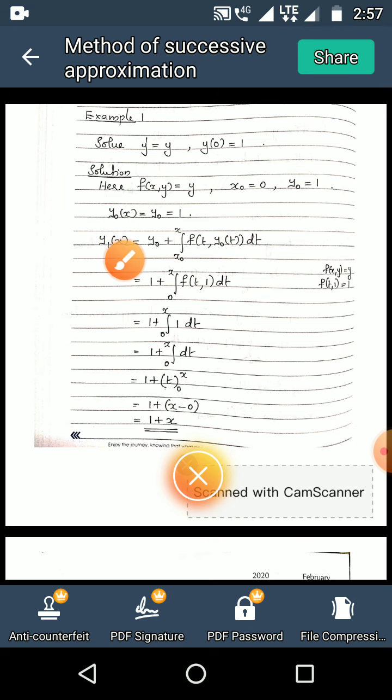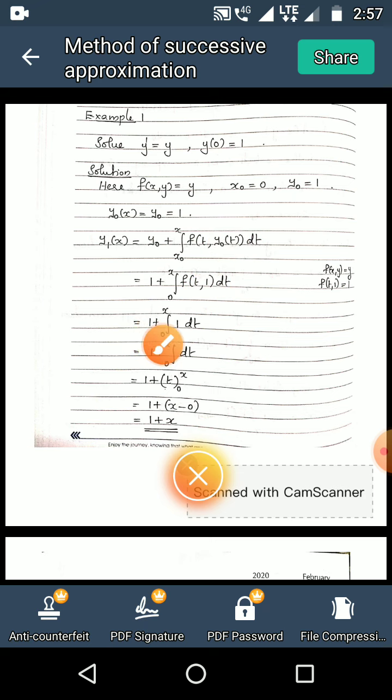And y1 of x in general form is y0 plus integral from x0 to x of f of t, y0 of t dt. That is, y0 is 1 and plus integral from x0 to x, x0 is 0. So integral from 0 to x of f of t and y0 of t. Here y0 of x is 1. We are changing x to t. But y0 of x is a constant, so y0 of t is also the same constant. There is no variable in it. So we can write that 1 itself. So y0 of t is 1. So f of t, 1 dt.